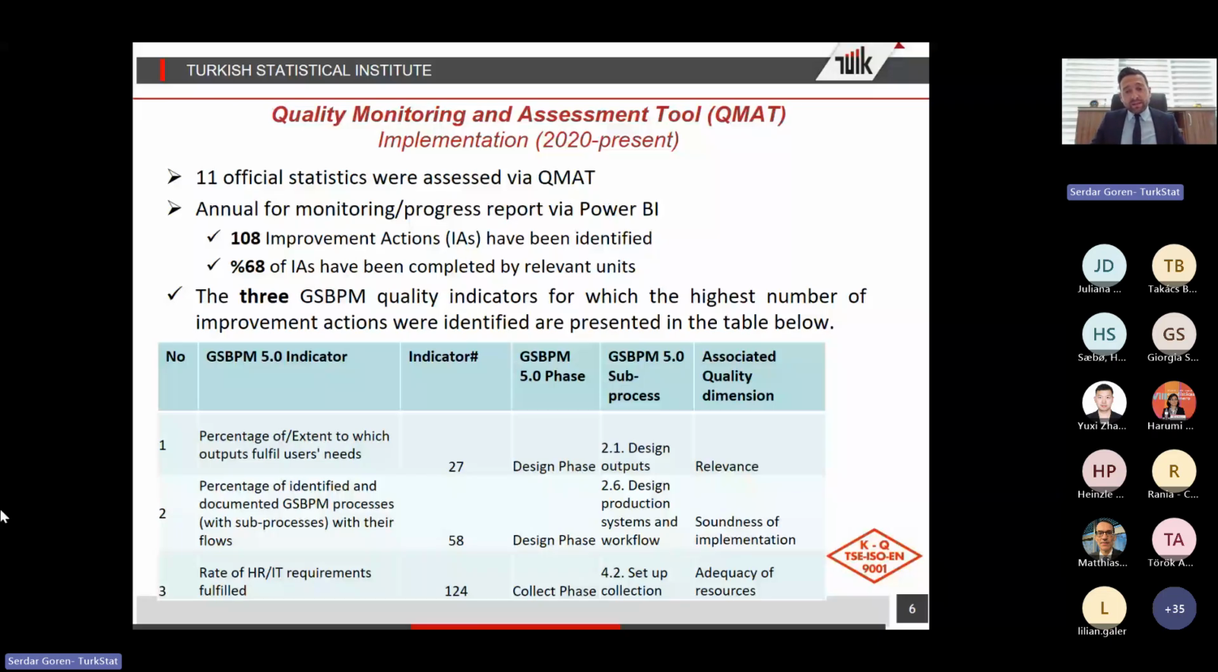3 of the GSBPM quality indicators are the most popular because we linked improvement actions with quality indicators, and our self-assessment questions and some other sections with, as you see, GSBPM phase, sub-process phase, and quality dimensions. As you see, indicators number 28, 58, and 124 are, as we have seen as a result of the assessments, the most popular; the highest number of improvement actions were identified for these.